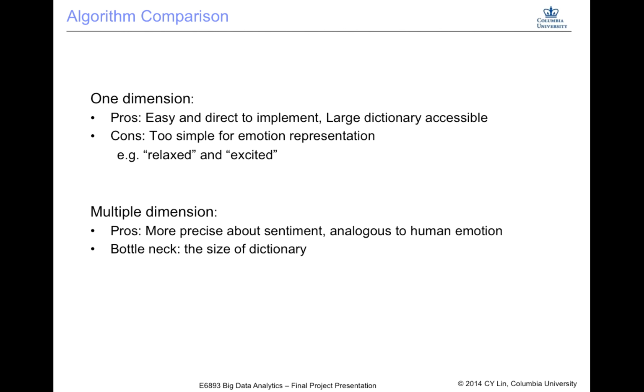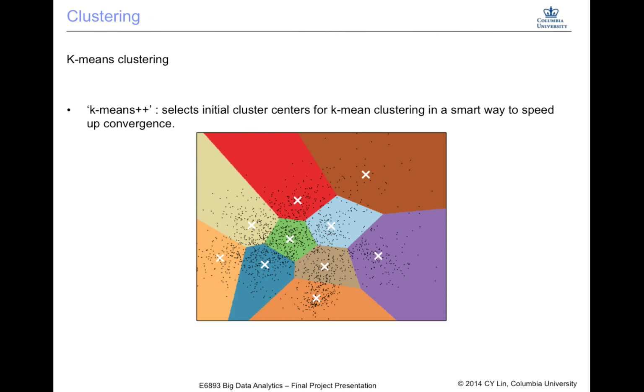For the multiple-dimension analysis, it's more precise about sentiment and more similar to human emotion. But the bottleneck is the size of the dictionary. In the future, we could do more work on it, maybe use dictionary APIs to expand the multiple-dimension sentiment dictionary to make its performance better and better.